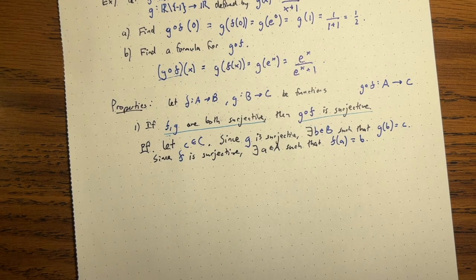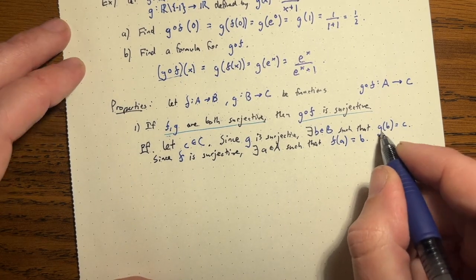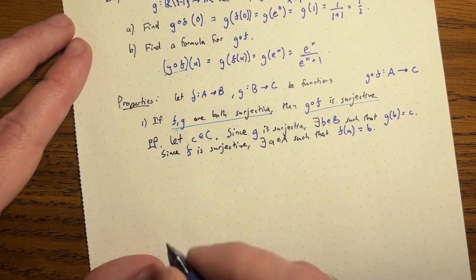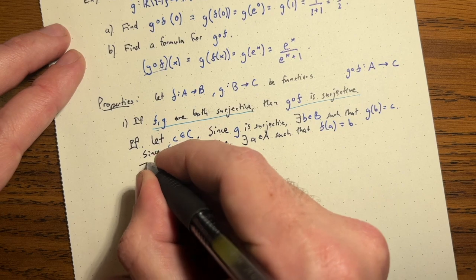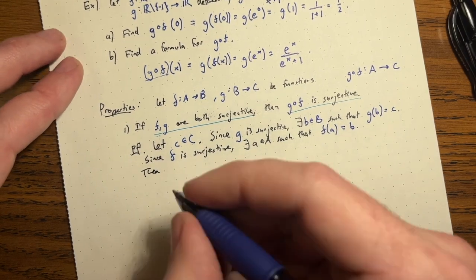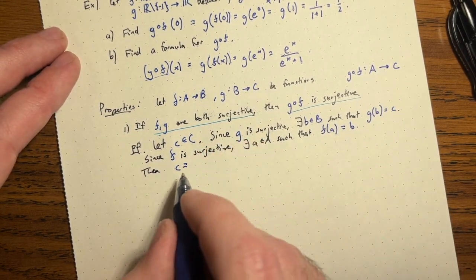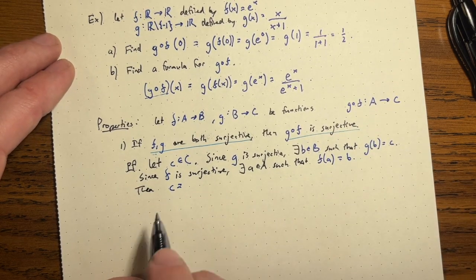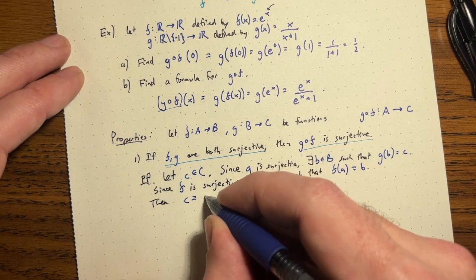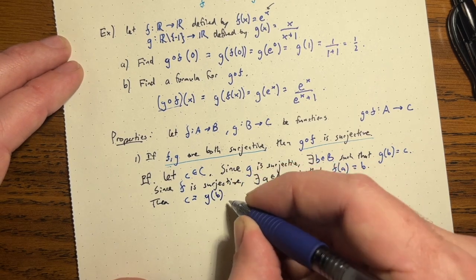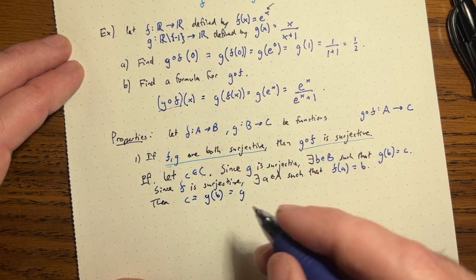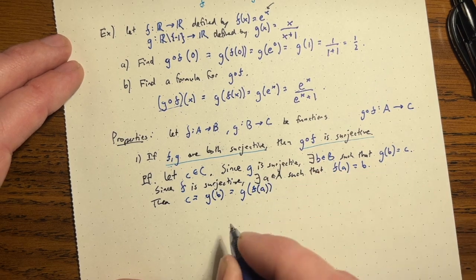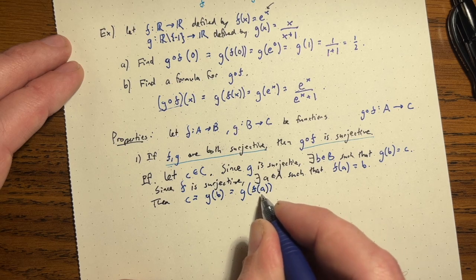Well, look at my element C, it's G of B, but B is F of A. So then let's just write that out. So C, this element C, can I find something in A such that G of F of that element is C? Yes, I've basically already done it. Let's just put all the pieces together. So C is G of B, but B is F of A, right? So I'm replacing that with that. And there we go. There's my element of A.